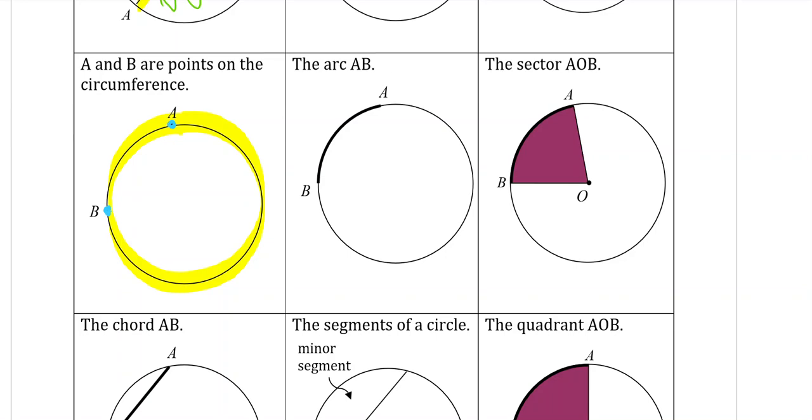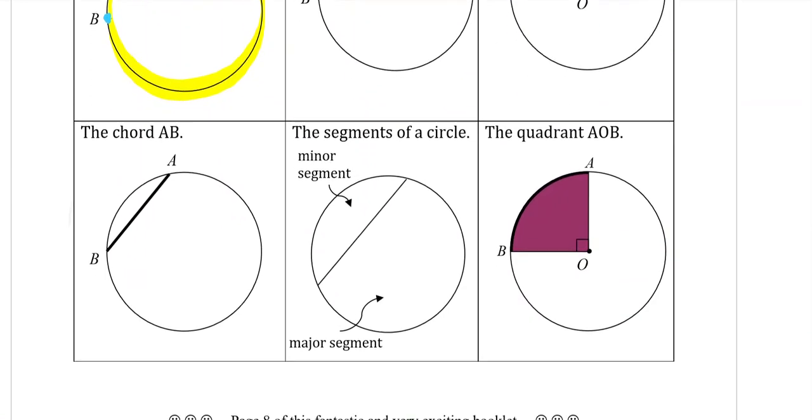If we only take a part of that circumference, so from A to B there, that would be called an arc. If I was to join the arc with the radius coming out from the center, that shape that we're cutting off there is called a sector. So it's like a piece of pizza. From the center out, the wedge that you're cutting out is called a sector.